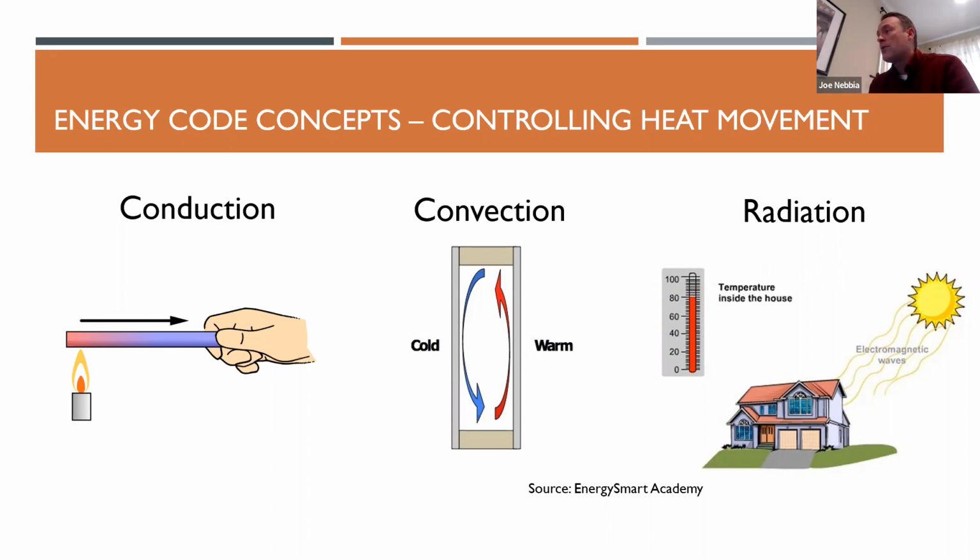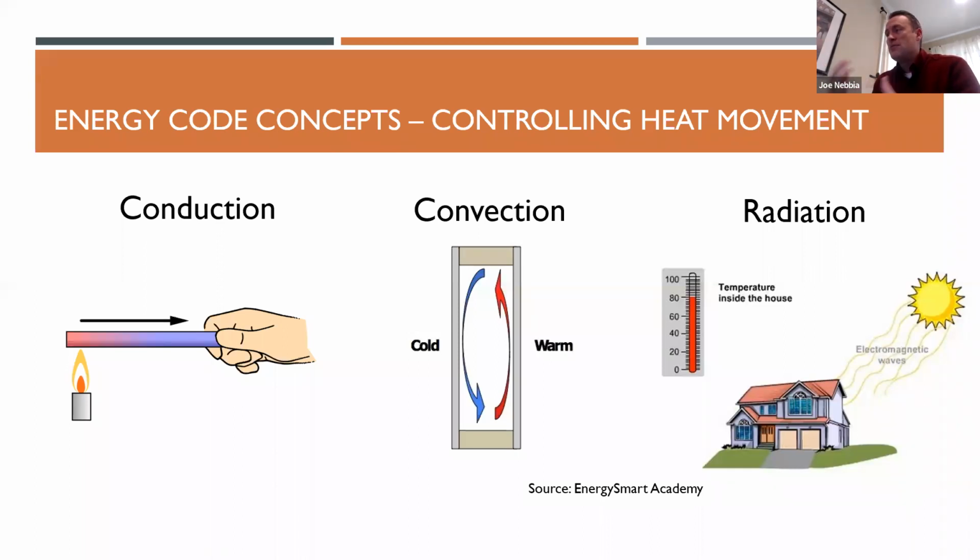And there are three primary ways the code controls heat movement. Conduction is one, and that's heat transferring across a surface via touch. So if I touch a hot stove, I'm being burned by conductive heat movement from the stove into my hand, right? If I'm holding something that's cold, the heat from my body will want to go into that cold object, which is why it feels cold to me.